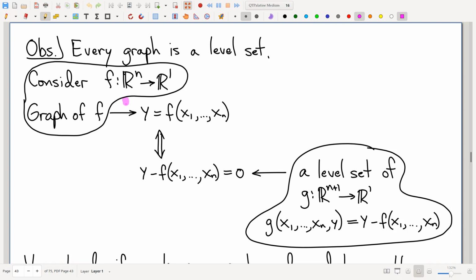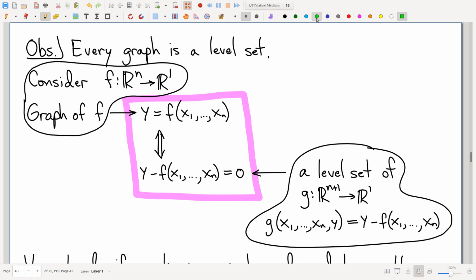Here's another relationship kind of between them, and that is this algebra right here, this trivial little nothing, barely happened, right? I mean, I took the right side and subtracted it to the left. No big deal. It shows that if you start with a graph, you can easily rewrite it as a level set.